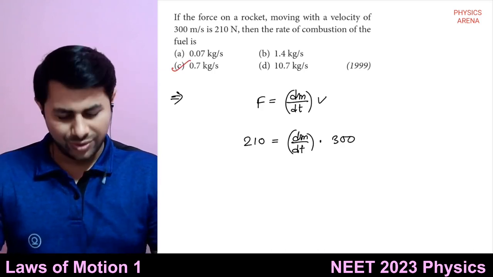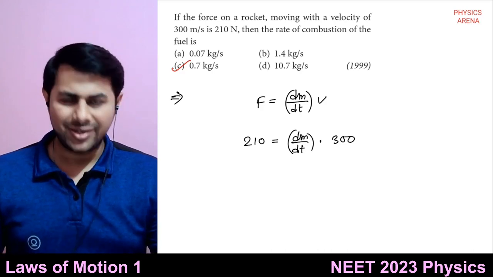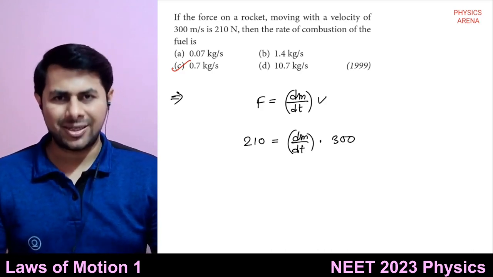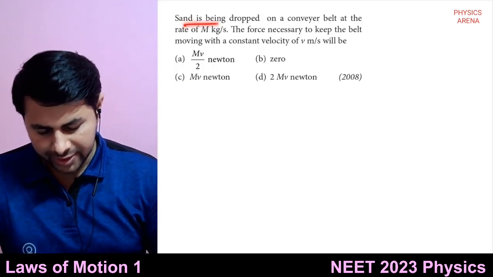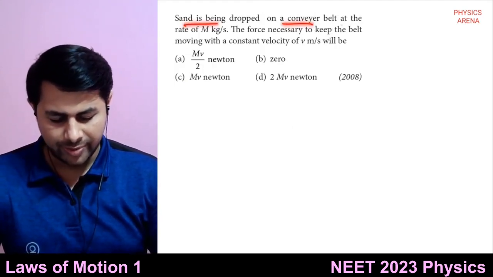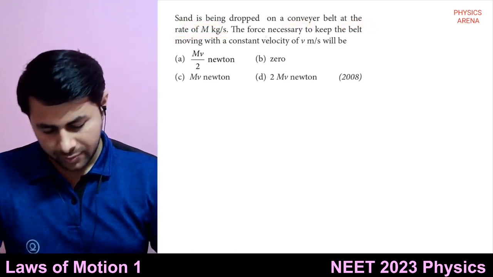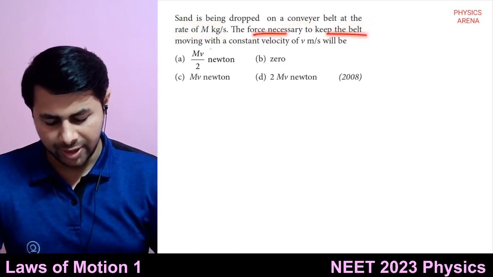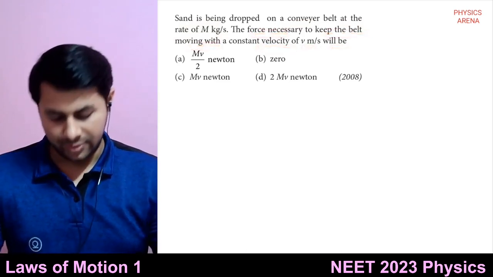So a lot of questions are repeated on rocket, where velocity is constant and mass is changing. Next question. Sand is being dropped on a conveyor belt at the rate of m kg per second. The force necessary to keep the belt moving with a constant velocity v meters per second will be.